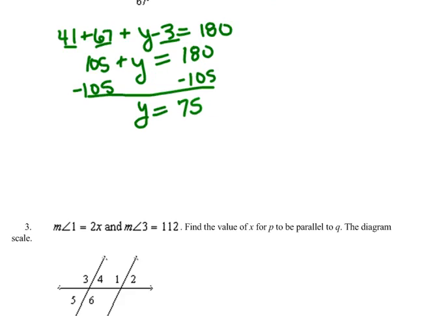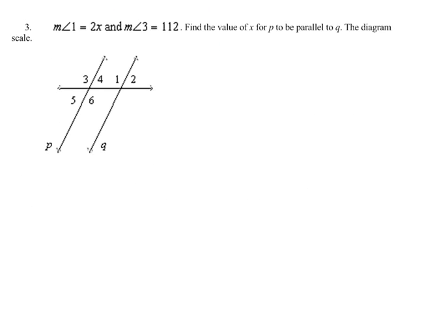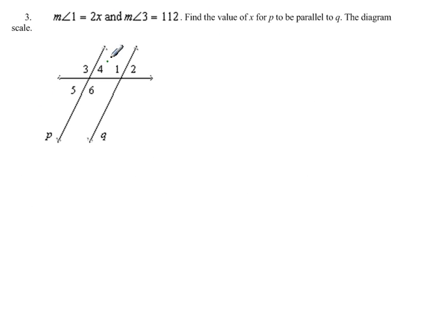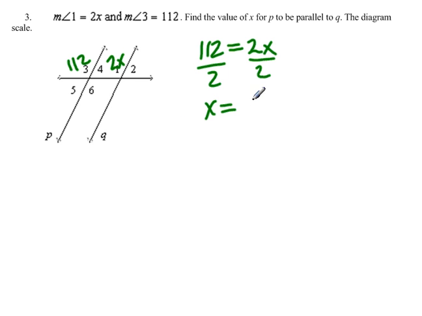Number 3. Measure of angle 1 is 2x. Measure of angle 3 is 112. Find the value of x for P to be parallel to Q. Identify the angles. They are corresponding. So if corresponding angles are congruent, lines will be parallel. All we have to do is set them equal to each other and solve. X would equal 56.